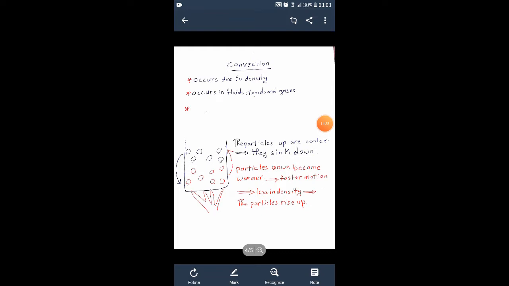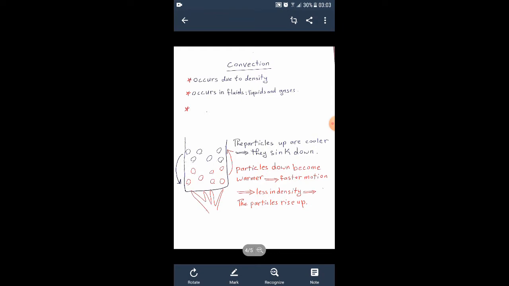As you see here, convection occurs only in fluids. It doesn't occur at all in solids. It depends on the difference in the densities of the particles. Let's see how. Look at this.